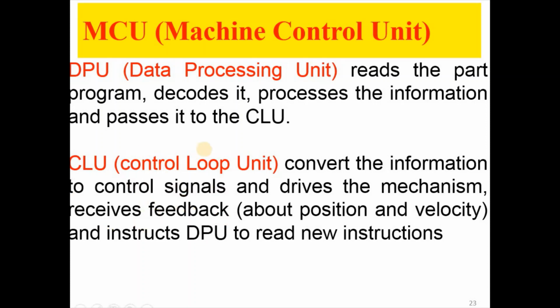It will convert that information to the control signals and drive the mechanism, and receive feedback about the position and velocity, and instruct the DPU to read the new instruction. Suppose I want to traverse to a second point.